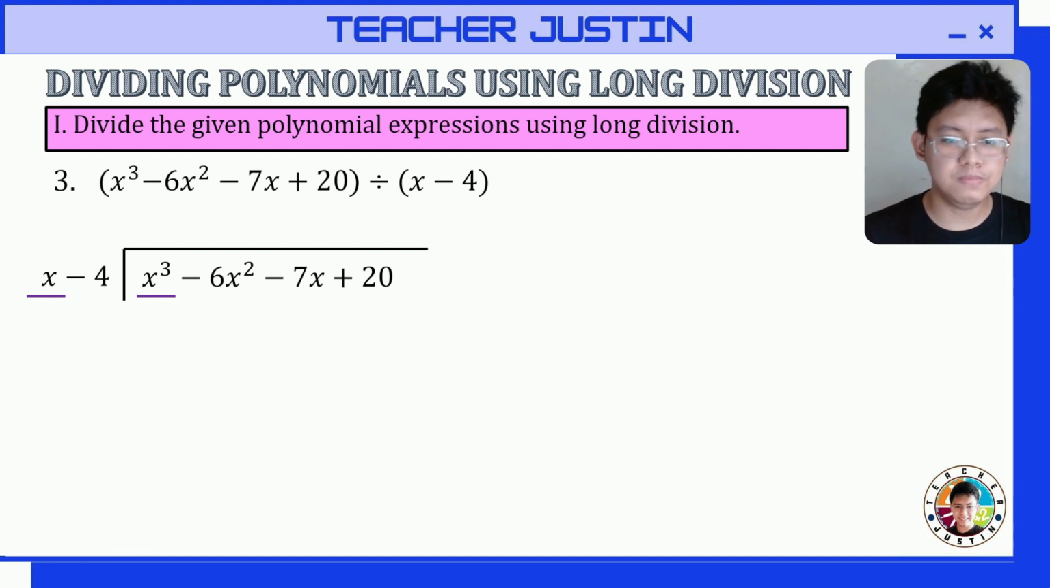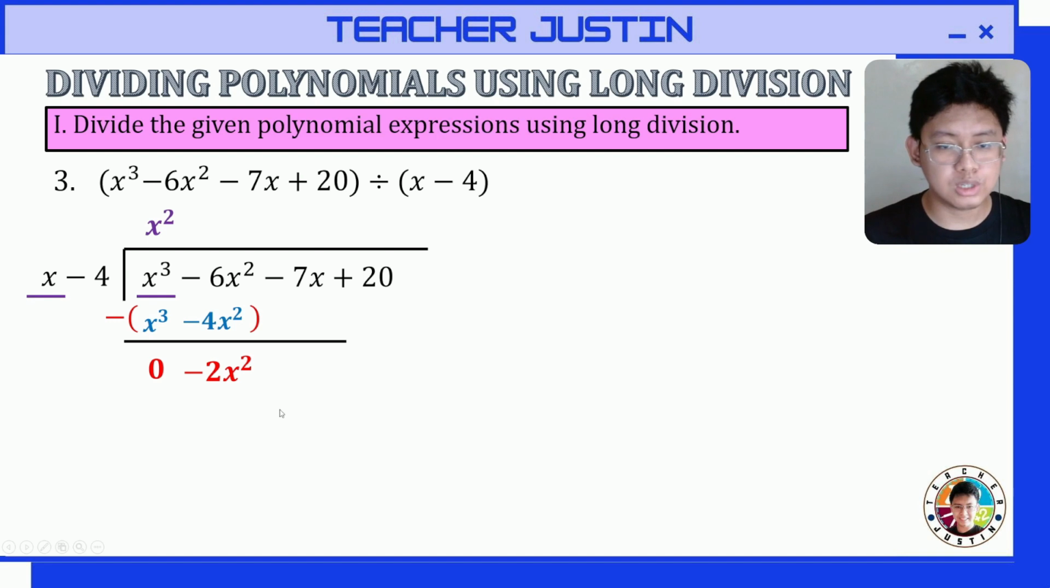So, x cubed divided by x is x squared, using the law of exponents, which is the quotient rule. Then, multiply x squared by our divisor. X squared times x is x cubed. X squared times negative 4 is negative 4x squared. Then, let's subtract. So, x cubed minus x cubed is 0. 6x squared minus 4x squared, that will be negative 2x squared.